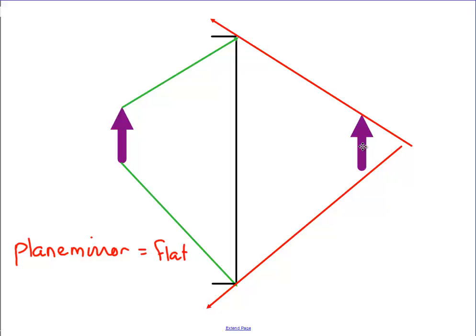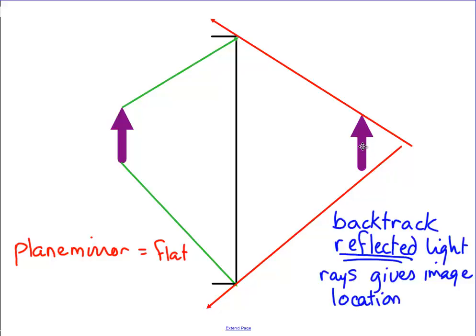Because we freehanded our incident angles and our reflected angles, we're not going to get perfect. If we measured it with protractors, we would probably do a better job. The backtracking of reflected light rays is what gives me the formation of my image. Questions on where to find the image and how to make sure that you can draw it?